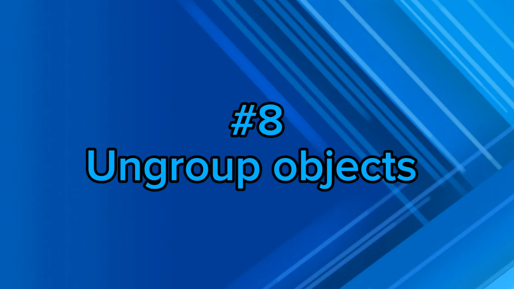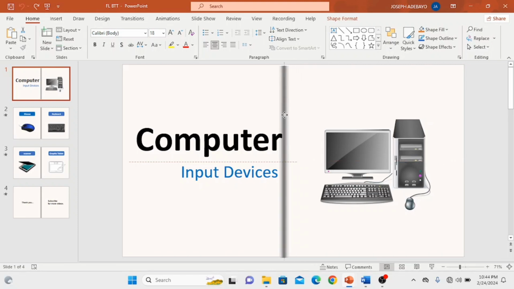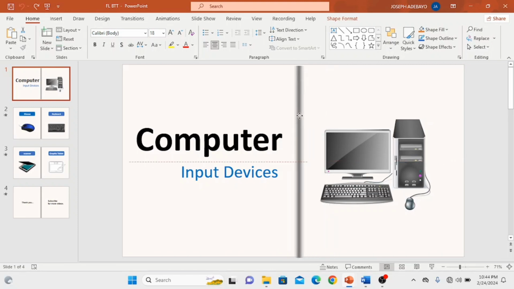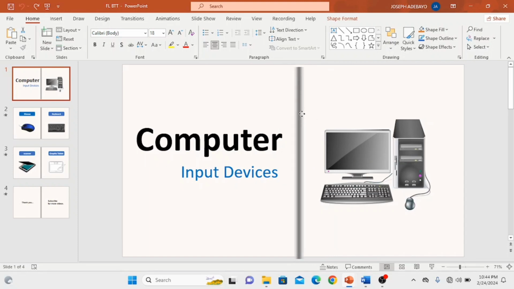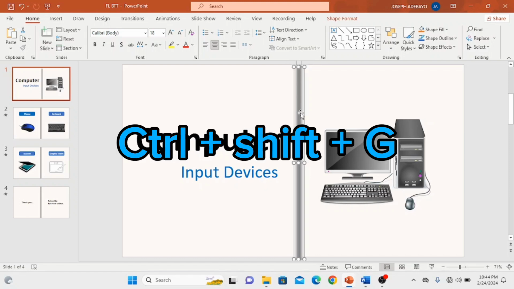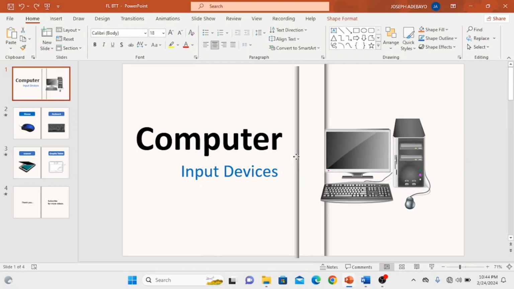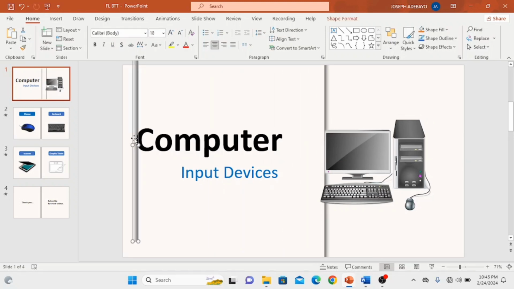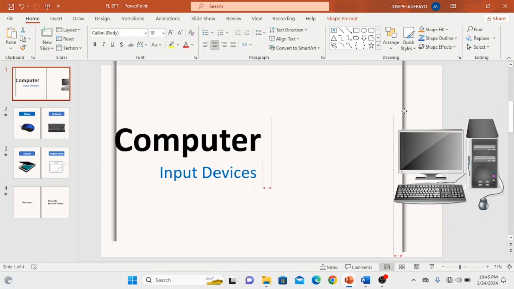Number 8, ungroup multiple objects. Now if I wanted to ungroup these shapes or this graphic element, as you can see, once I move it, everything can be moved from one section to another. So now I wanted to ungroup it. If I want to ungroup it, I'm going to press Ctrl Shift G on the keyboard. Once I press it, then I can be able to separate it, and I can be able to drag any one of them to any section that I like since I've ungrouped it.